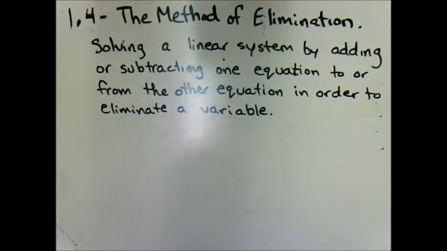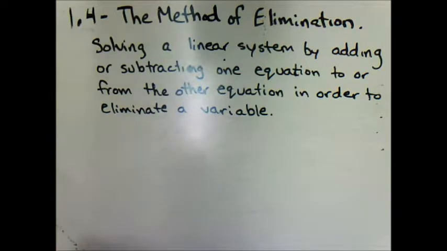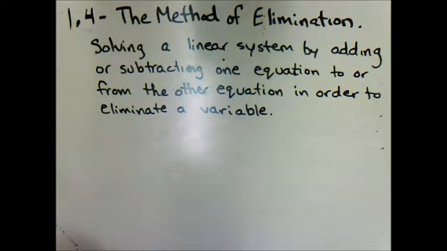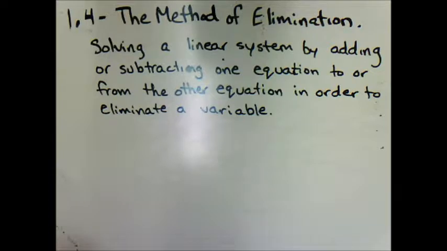So the method of elimination is solving a linear system by adding or subtracting one equation to or from, so you add to or you subtract from the other equation in order to eliminate a variable. Review. What is a linear system? A linear equation will give us a straight line. What is a linear system?